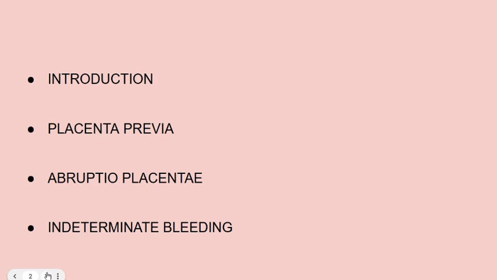So this will be the outline I'll be following as we go on. We'll first introduce antepartum hemorrhage, then we'll talk about placenta previa in this video. In part 2 of the video, we'll talk about abruptio placentae. Then we will talk about indeterminate bleeding in pregnancy.